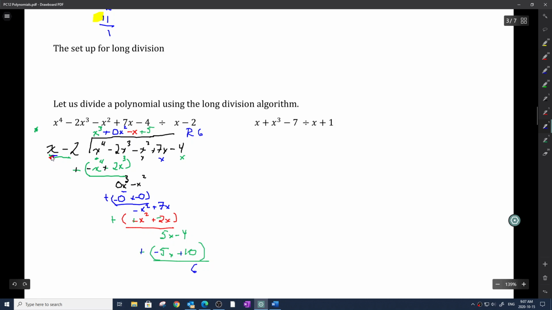My quotient is x cubed minus x plus 5. My remainder is 6. My divisor is x minus 2, and my dividend is this polynomial here.